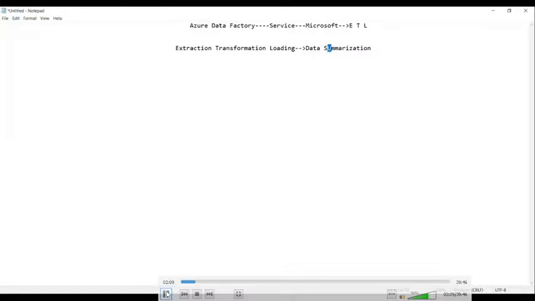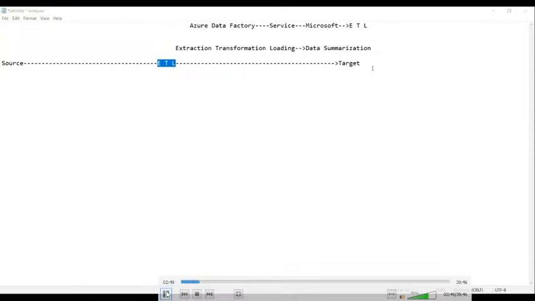Now for this process of ETL, we require two things. What is that? Source, and the next one we require is Target. Between the source and the target, we apply ETL, that is nothing but extraction, transformation, and loading.